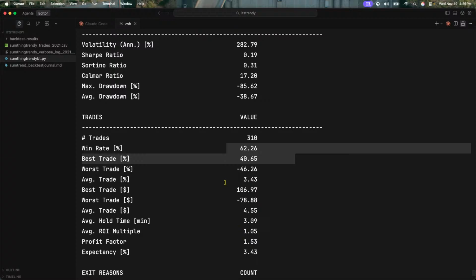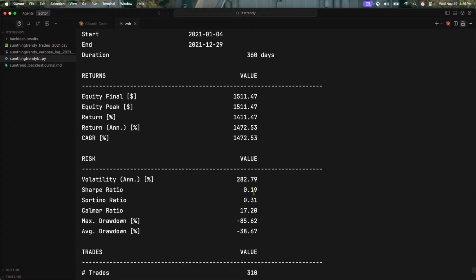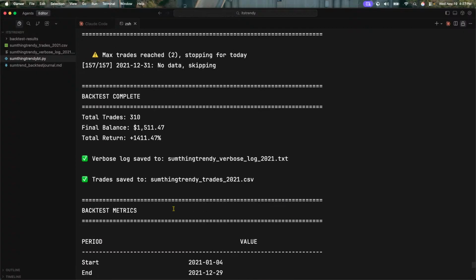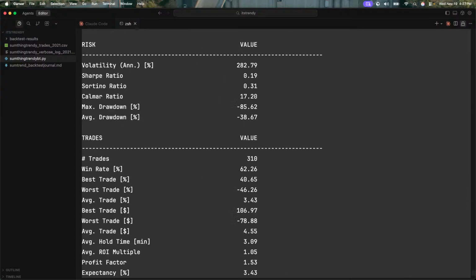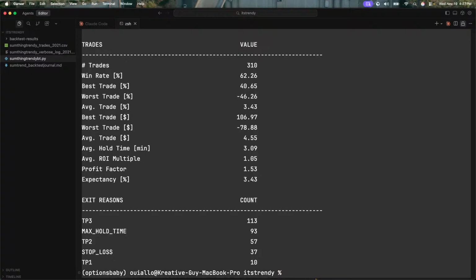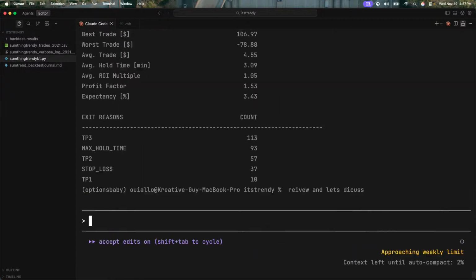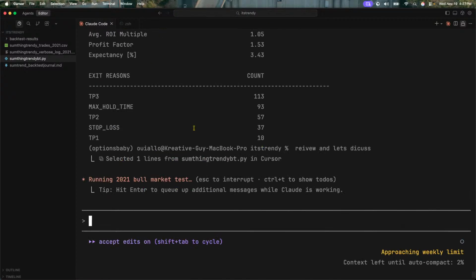62%. Best trade is $100. Worst trade $78. Profit factor is 1.53. For every $1 we lost, we almost make $1.50 back. Damn, max drawdown 85%. That is super, super high, fam. 310 trades to make 1,500. Review and let's discuss.